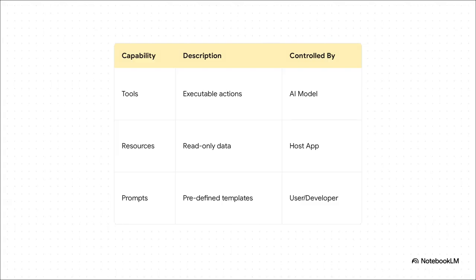And what's inside that toolbox? Well, 3 main types of things. First are tools. These are actions the AI can perform, like fetching the weather. And what's key here is that the AI model itself usually decides when it needs to use a tool. Then you have resources. This is read-only stuff, like the text in a file. The main app, the host, is usually in charge of giving access to these. And finally, you have prompts, which are basically pre-built workflows that you or a developer can use to guide the AI.